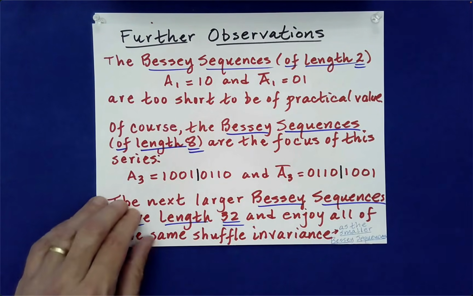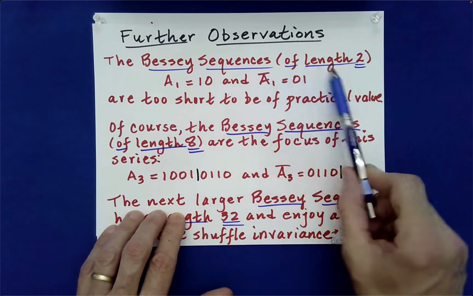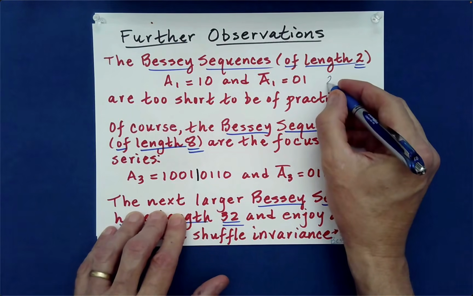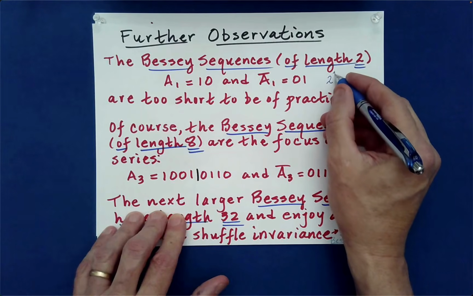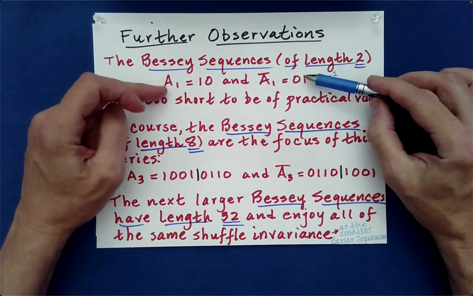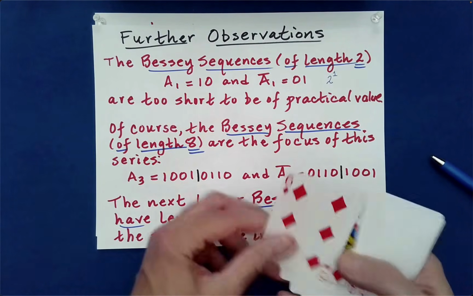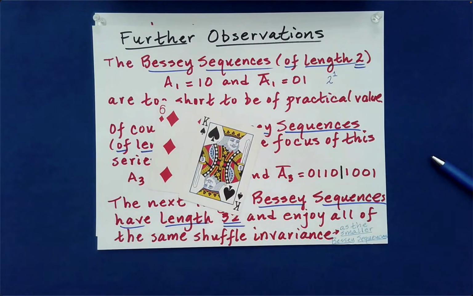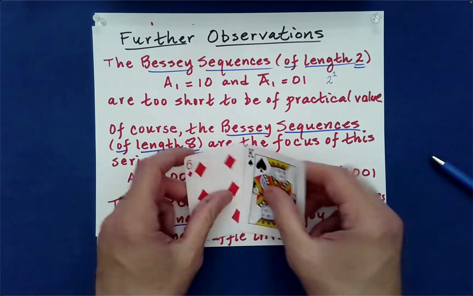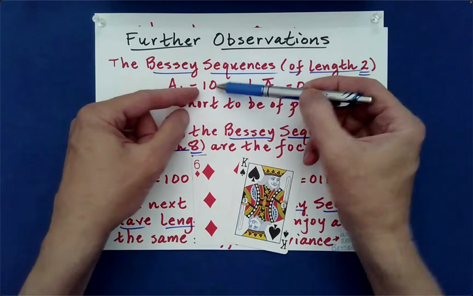Okay, and so just to summarize some of the things that we mentioned here, the smallest Bessey sequence is of length 2. So this is like 2 to the first, and that 1 up there in the exponent is an odd number. But these sequences are just too short. This would be like having a red card and a black card. That's all you're doing. And so this will end up being a two-cycle relative to opposite colors. This is mirrored relative to opposite colors.